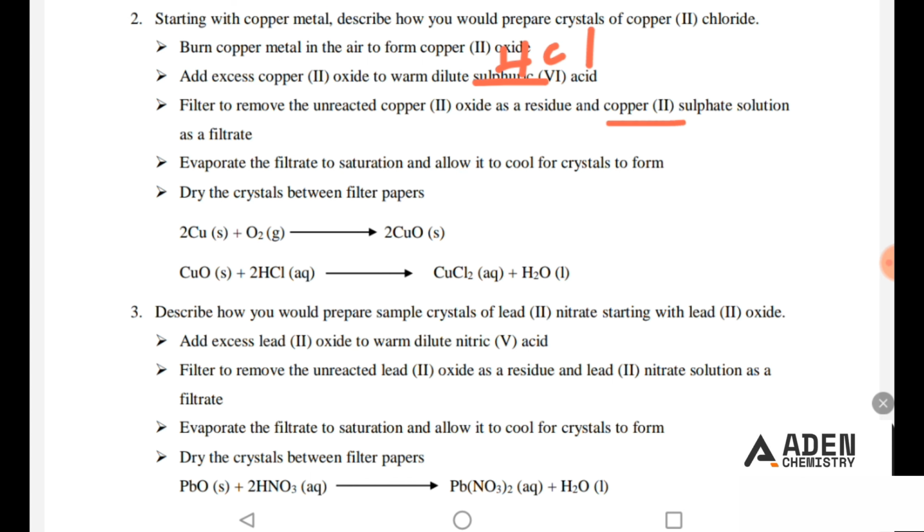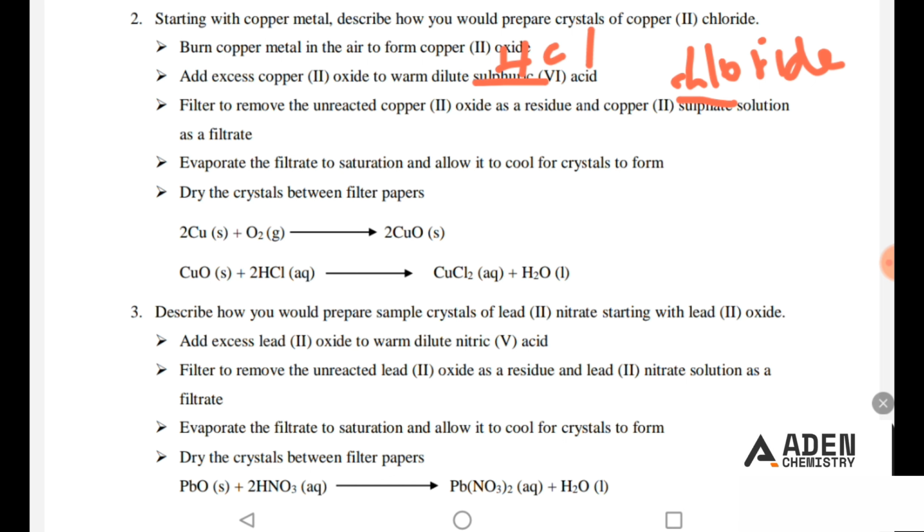Then next, we are going to say filter to remove the unreacted cobalto oxide as a residue and cobalto chloride solution as a filtrate. Then next, we are going to say evaporate the filtrate to saturation and allow it to cool for crystals to form. Then lastly, dry the crystals between the filter papers.